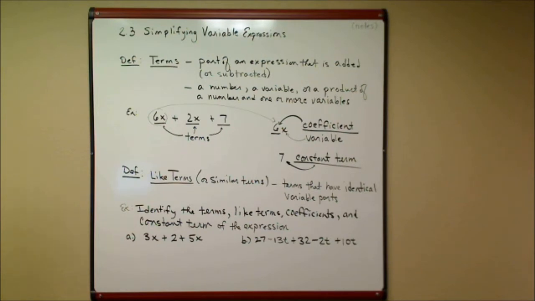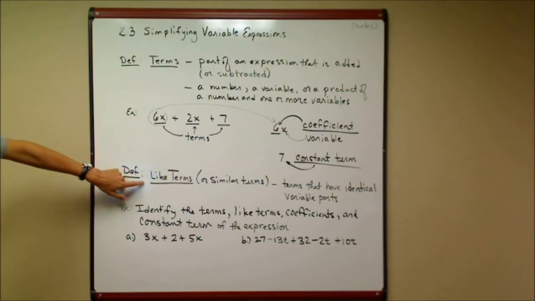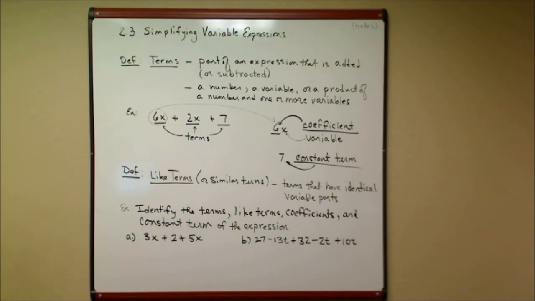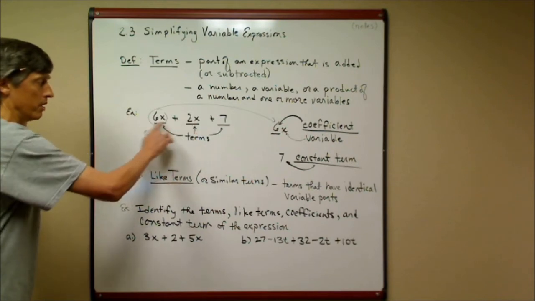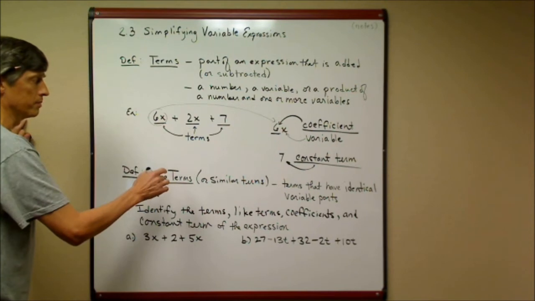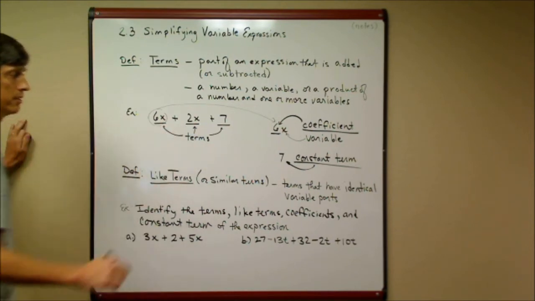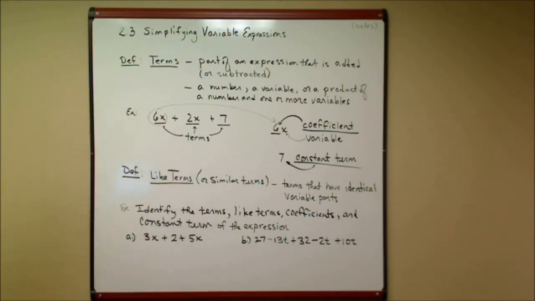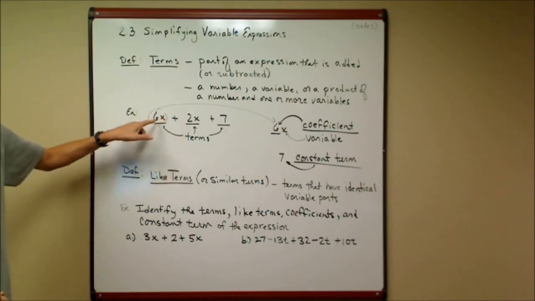Now, there are terms and there are terms, and what I mean by that is when we define the following idea of what we call like terms. Another name for like terms is similar terms. Most books just call it like terms. Like terms are terms that have identical variable parts. Like in this expression here and this expression here, see how they have just x? These are considered like terms, 6x and 2x. 7 is not a like term because it doesn't have the variable, these two do.